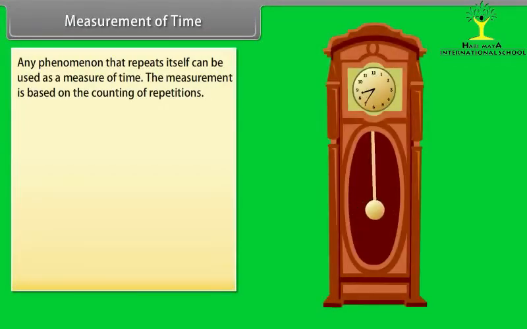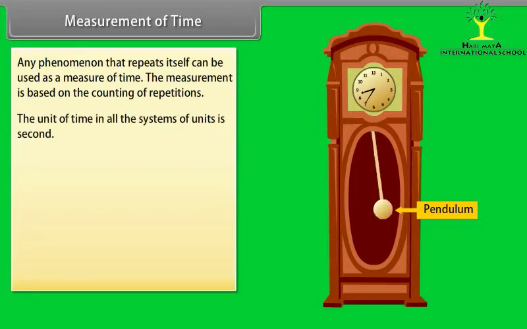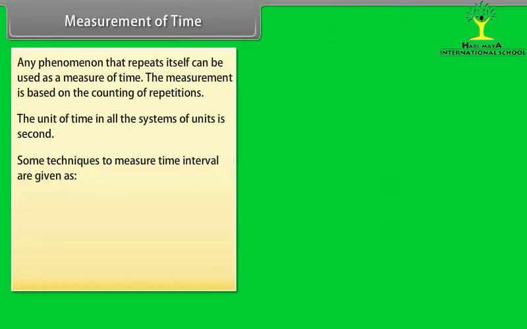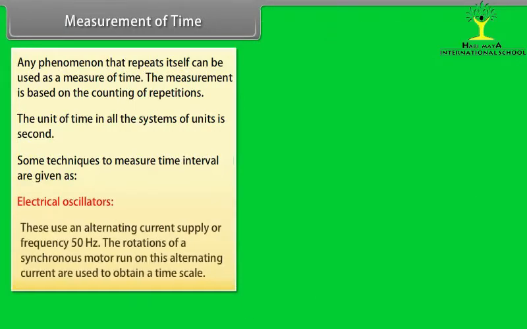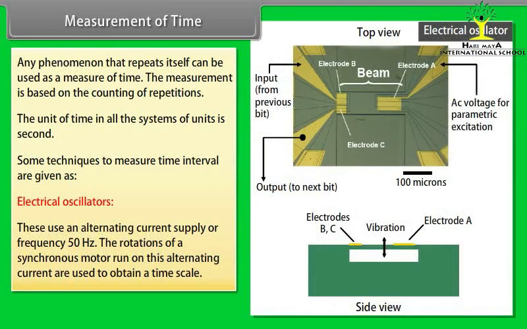Measurement of time. Any phenomenon that repeats itself can be used as a measure of time. The measurement is based on the counting of repetitions. The unit of time in all systems of units is the second. Some techniques to measure time intervals are as follows. Electrical oscillators use an alternating current supply of frequency 50 Hz. The rotations of a synchronous motor run on this alternating current are used to obtain a time scale.